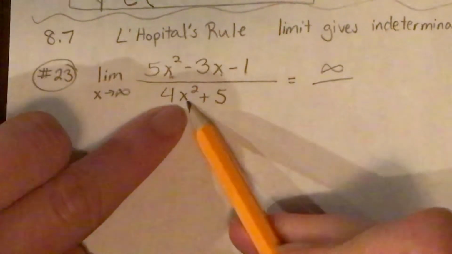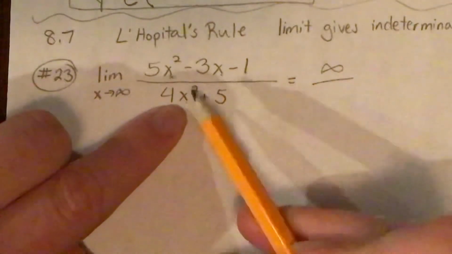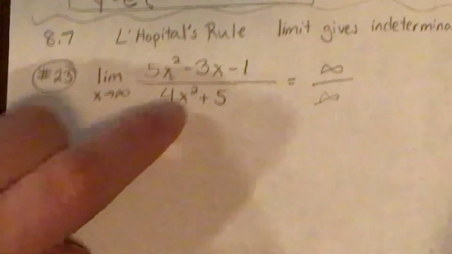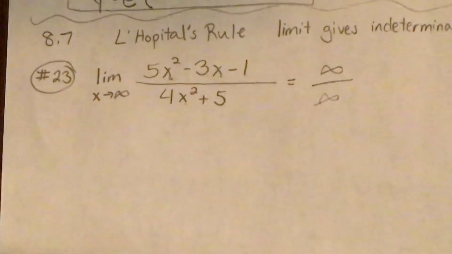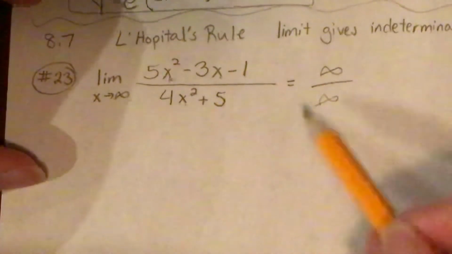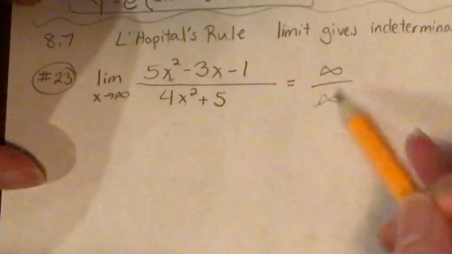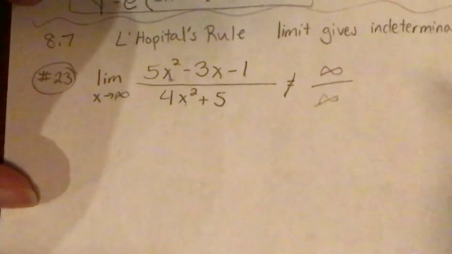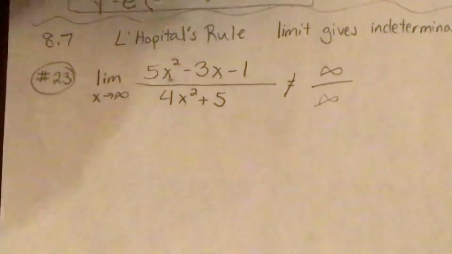Same deal happens on the bottom. Plug in really big numbers. You get really big numbers as your answer. This is infinity over infinity. Now, of course, we know that fractions and limits cannot actually equal infinity over infinity. So you put that does not equal bit right there.